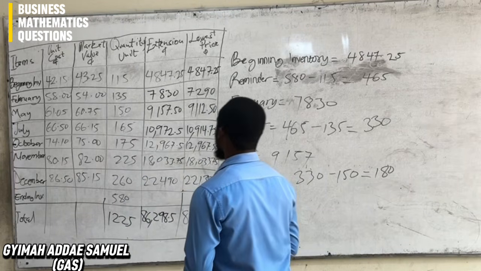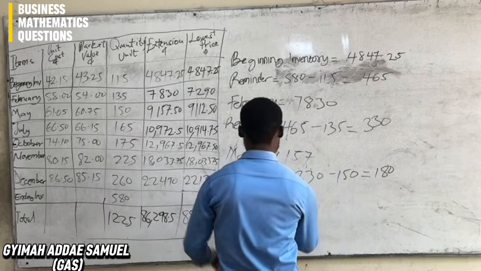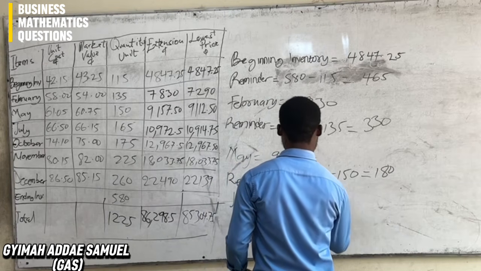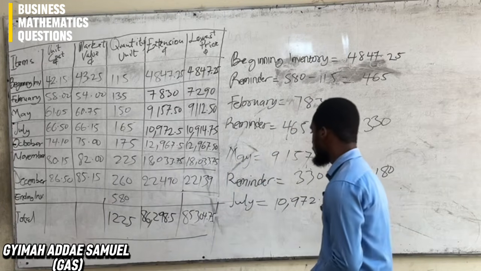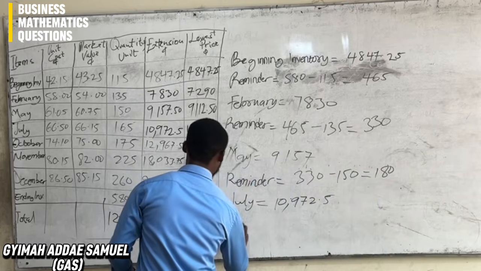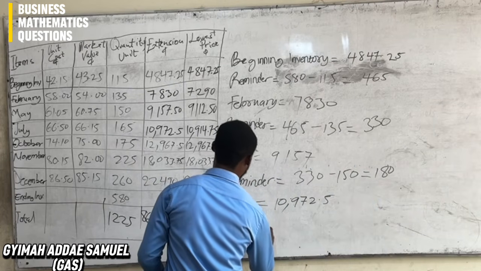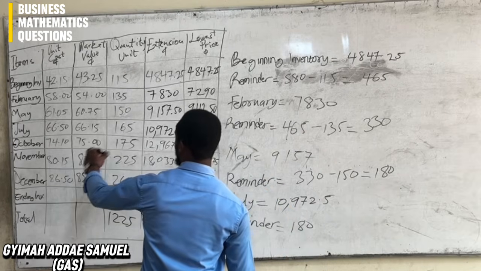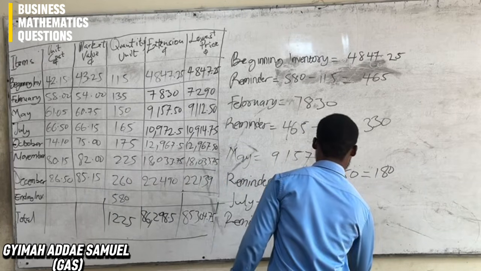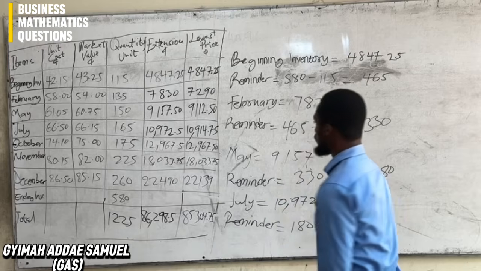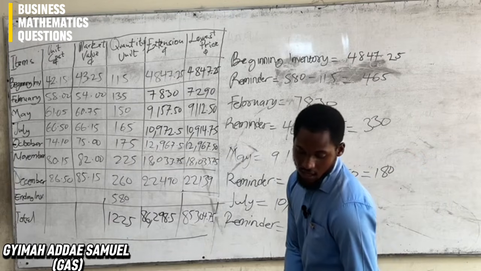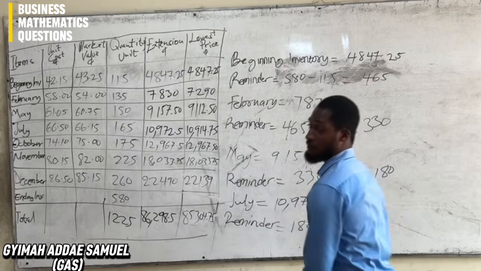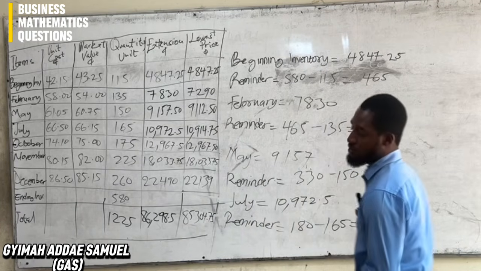And for July, our extension was given to be 10,972.5. The remainder for July: you first state your 180 and subtract your quantity units for July from it, and we are getting 15. So we proceed to October.